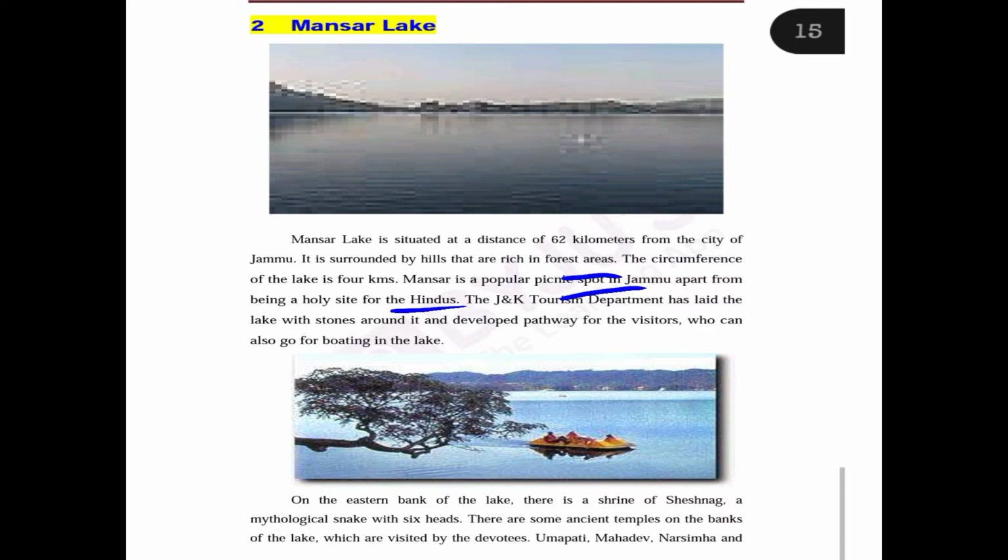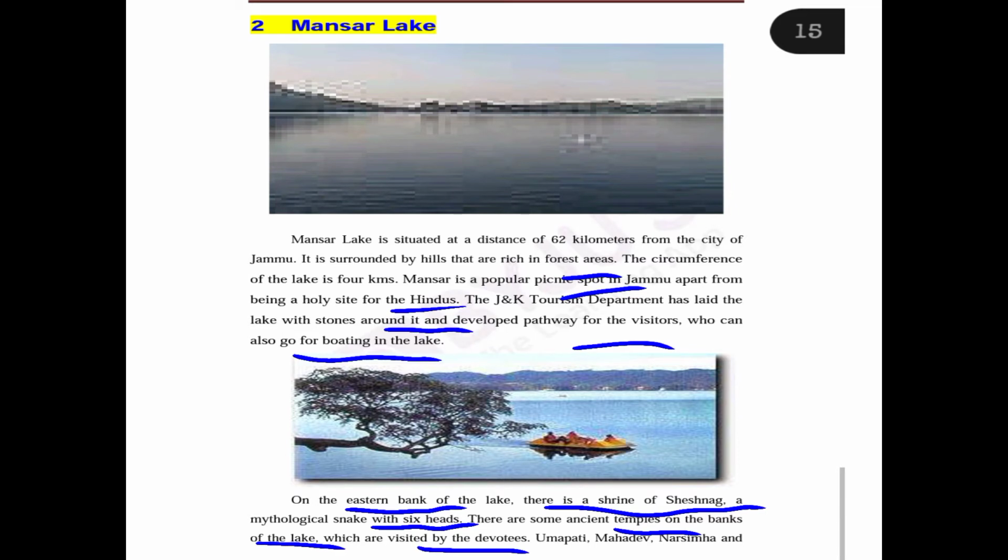The J&K Tourism Department has laid the lake with stones around it and developed pathway for the visitors who can also go for boating in the lake. On the eastern bank of the lake there is a shrine of Shishnag, a mythological snake with 6 heads. There are some ancient temples on the banks of the lake, which are visited by devotees.